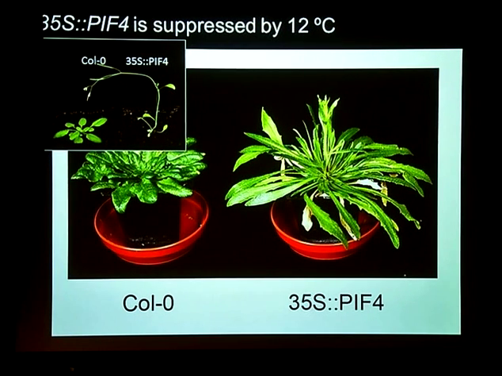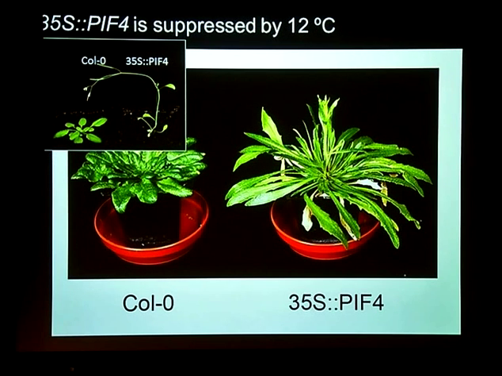And what was very striking for us is that you can take these 35S PIF4 plants, and if you grow them at 12 degrees, you completely suppress the induction of flowering. So this is a control plant that's grown at 12 degrees. You can see it's very late flowering. And this is a 35S PIF4 line, which is genetically identical to this one. The only difference is it's grown at 12 degrees. And now, lo and behold, this plant is almost as late flowering as this one.